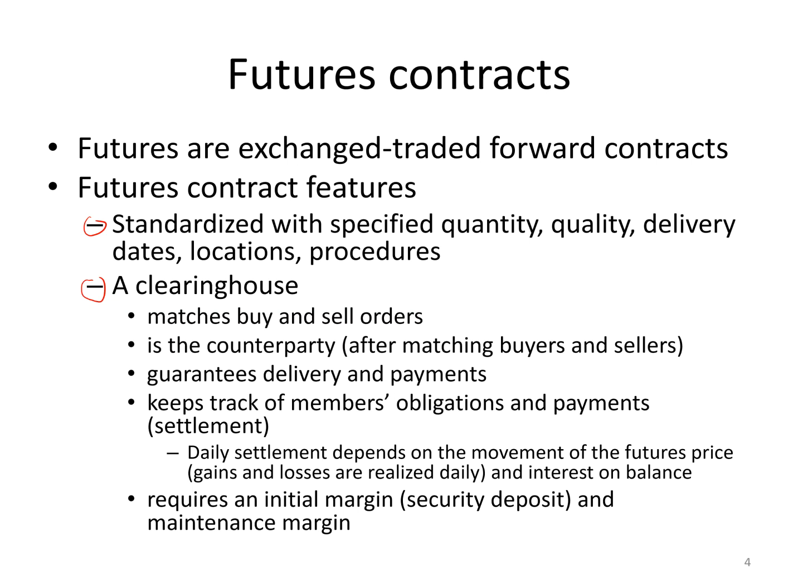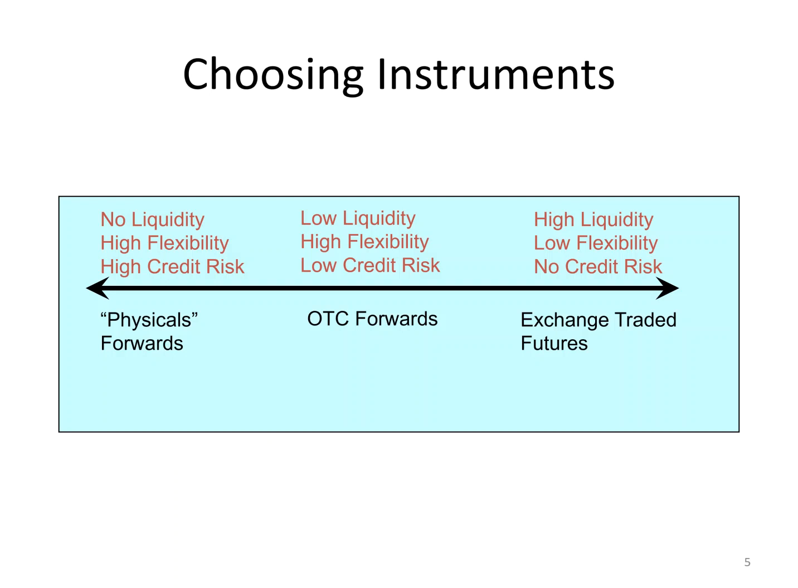The clearinghouse will guarantee delivery and payment, keeps track of members' obligations and payments, or the settlement process, and they manage that daily settlement process, which is kind of like a daily P&L process, where that daily settlement, the P&L, depends on the movement of the futures price and interest on balances. And lastly, they require an initial margin, kind of a security deposit, and a maintenance margin.